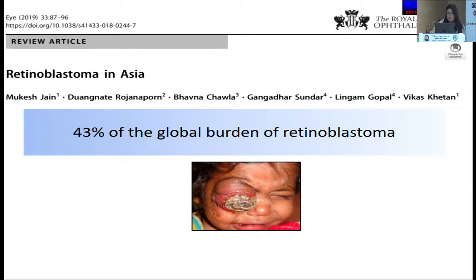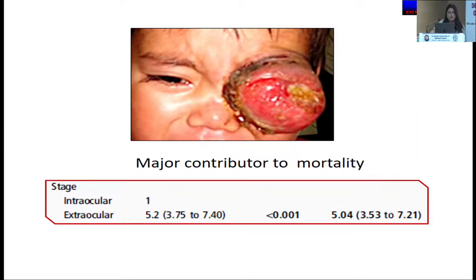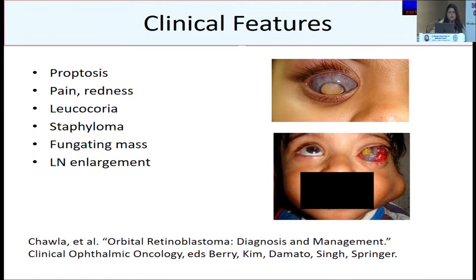The treatments that we are administering to our patients here in India have an impact not only in Asia, but all over the world. Now, extraocular retinoblastoma, as we understand, is a major contributor to mortality. Once the tumor spreads beyond the globe, the chances of metastasis and death are much higher than when it is confined just to the globe. Most often, children with extraocular retinoblastoma present with proptosis. There can be other signs like pain, redness. Sometimes there's also leukocoria. There might be a staphylomatous mass. In more advanced cases, we have a fungating mass, and sometimes they also have local regional lymph node spread.